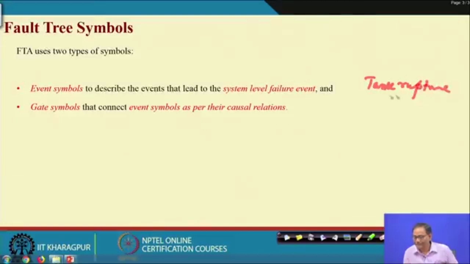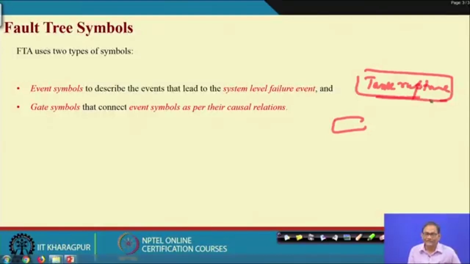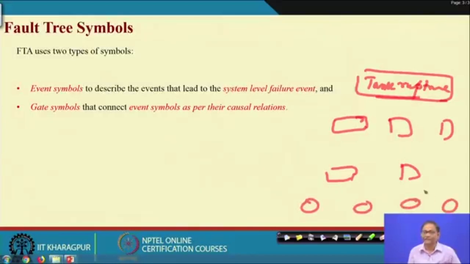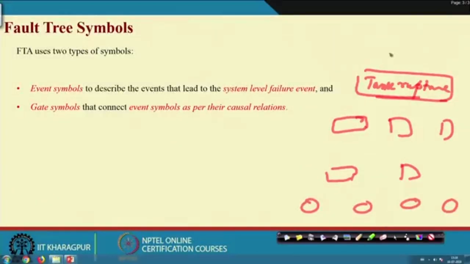That is basically the top event, and then there will be many intermediate events. We will put the explanation in a box, there will be many intermediate boxes, and finally many other symbols will be coming, we will see later on. So, what I mean to say is that this is our top event, and these are the basic events or bottom component level events. Gate symbols are used to connect event symbols to higher level symbols with causal relation.